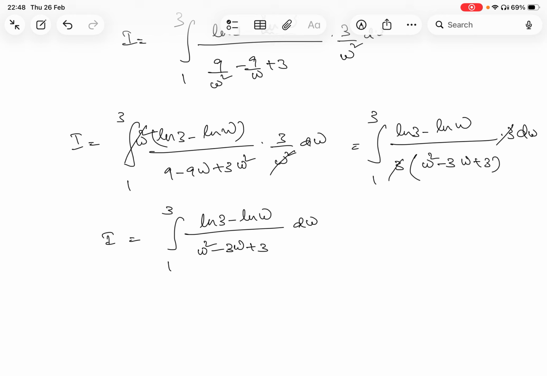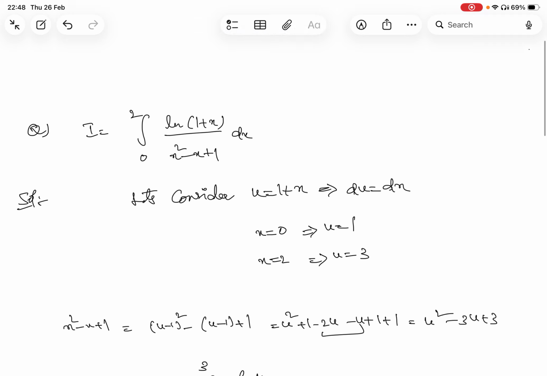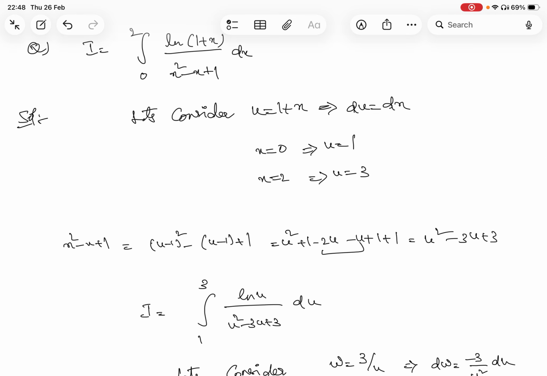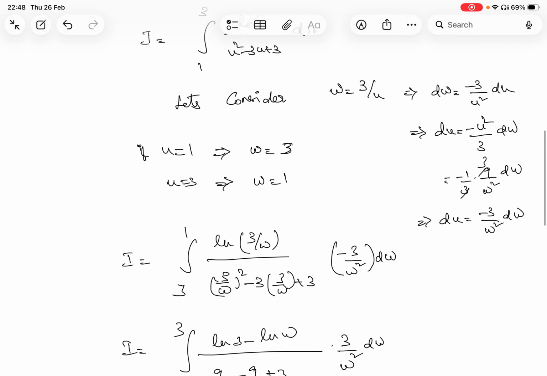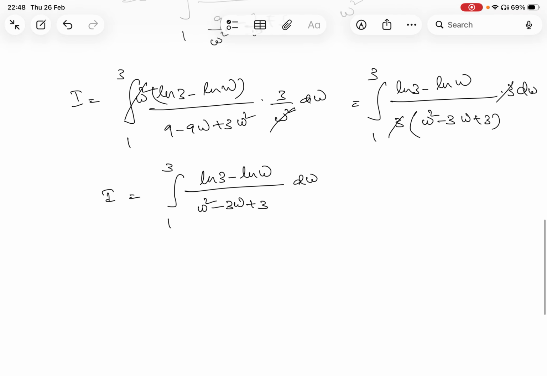Now let's see the question here. As you can see, u² − 3u + 3 is the same as the original x² − x + 1, right? u² − 3u + 3, right? This is a dummy variable. It can be either u or anything else, right? Fine.